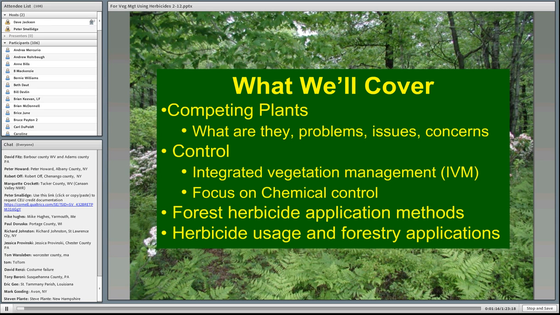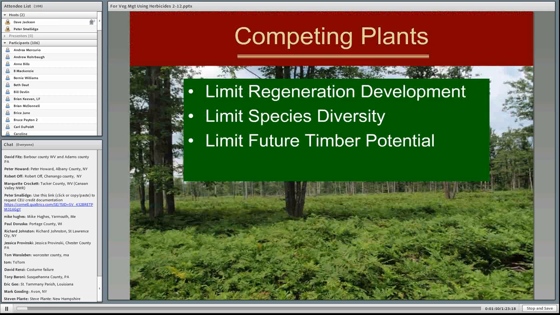We'll talk about control, and we'll start with what we call integrated vegetation management, and then we'll focus in on chemical control, and we'll spend the remainder of the presentation talking about forestry applications of herbicides to manage and control vegetation, forestry herbicide application methods, and then herbicide usage and specific applications in forestry. I'm going to keep it very general, but I think there may be some specific questions that we can address from there. So let's go ahead and get started here.